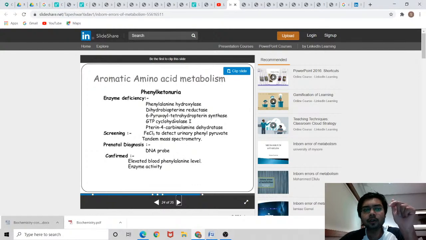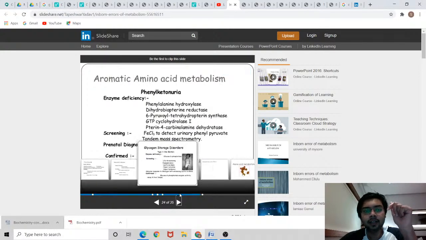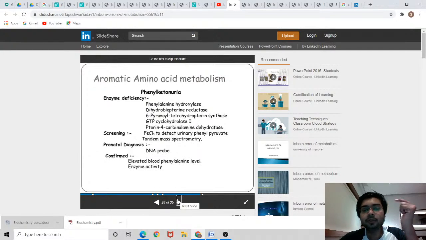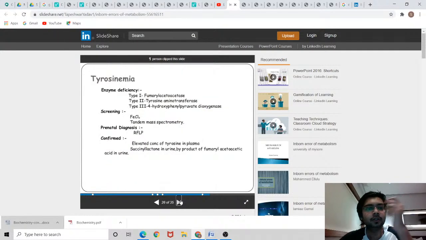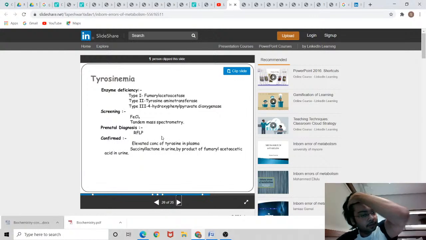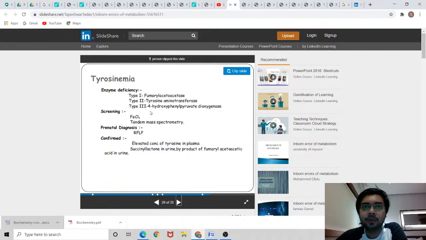And finally, how you are going to differentiate all of them. Phenylketonuria, you know, is caused by deficiency of phenylalanine hydroxylase. And how you are going to screen: by ferric chloride, or detect urinary phenylpyruvate by spectrometry. This is just a picture of a child with phenylketonuria, and very important is tyrosinemia. So this tyrosine metabolism in tyrosinemia is very important for you. They have asked one time about the enzyme deficiency in type 2 tyrosinemia. So it is tyrosine aminotransferase. So all the cycles and charts you know, and you can just revise again.